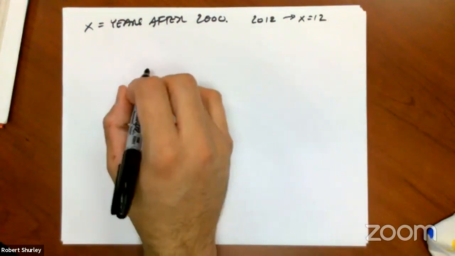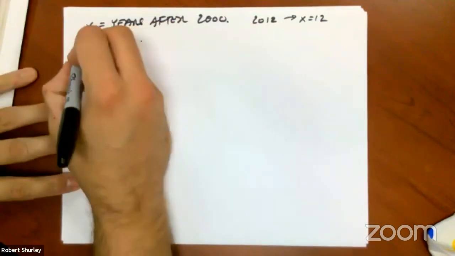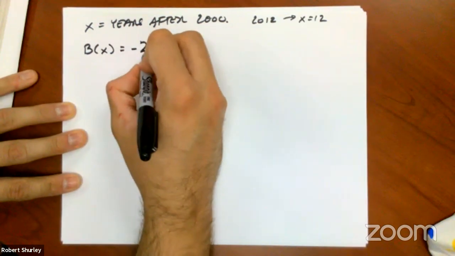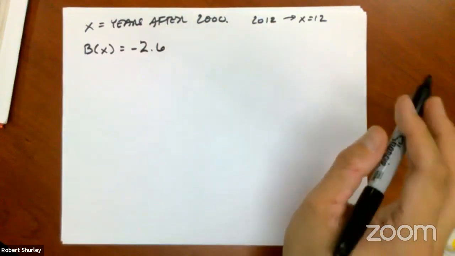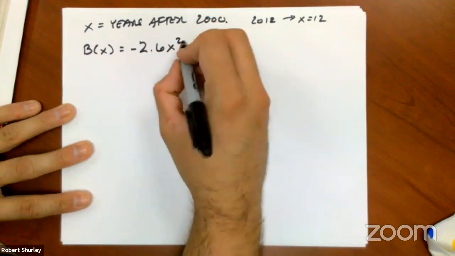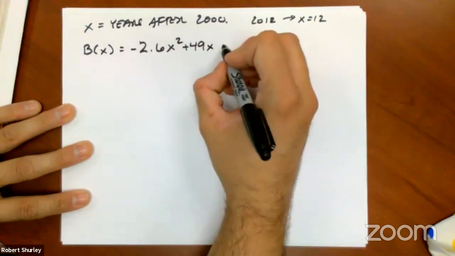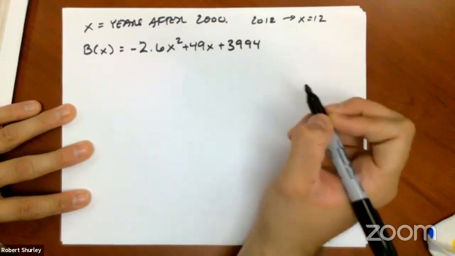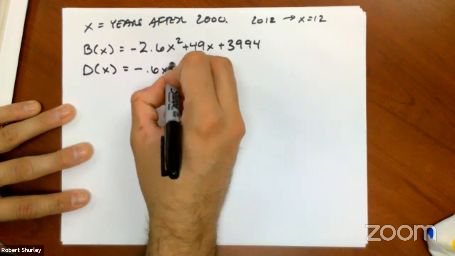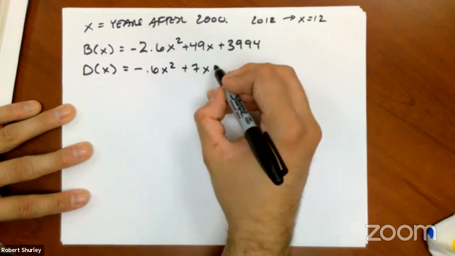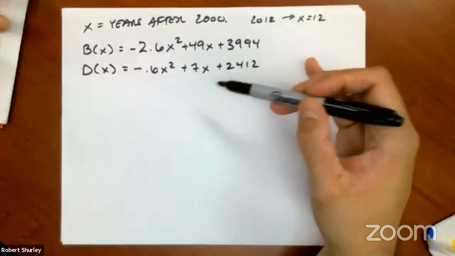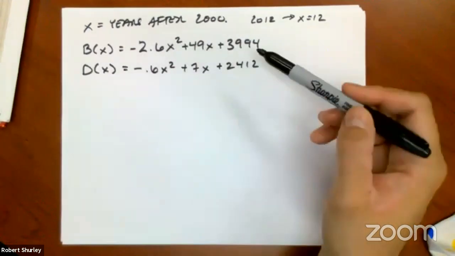And it gives us the birth rate for each year and the death rate for each year. So the birth rate, B of X, they use capital B, is negative 2.6X squared plus 49X plus 3994. This is on page 291, guys, if you want to follow along. The death rate is negative 0.6X squared plus 7X plus 2412. So we know the birth and death rate of each year, and presumably you have more births than deaths.